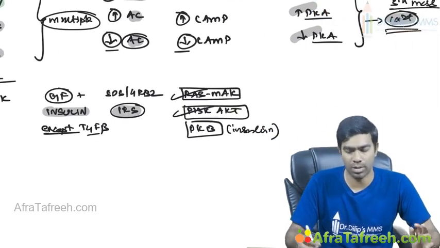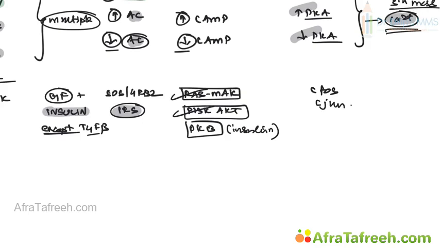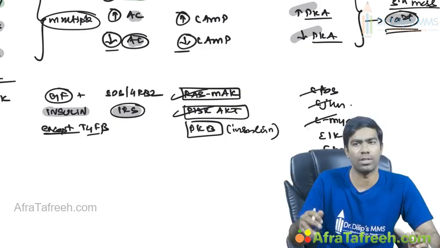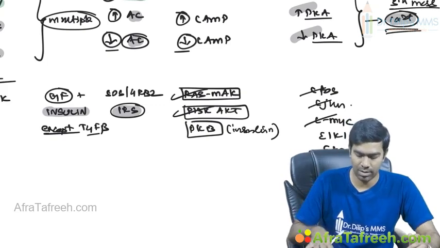I told you a lot of terminal proteins are activated like C-FOS, C-JUN, then C-MYC, ELK1, etc. So many proteins are activated, clear. So FOS, JUN, MYC, all these things are very important. These are terminal proteins, these are transcription factors that are activated by this pathway, clear.